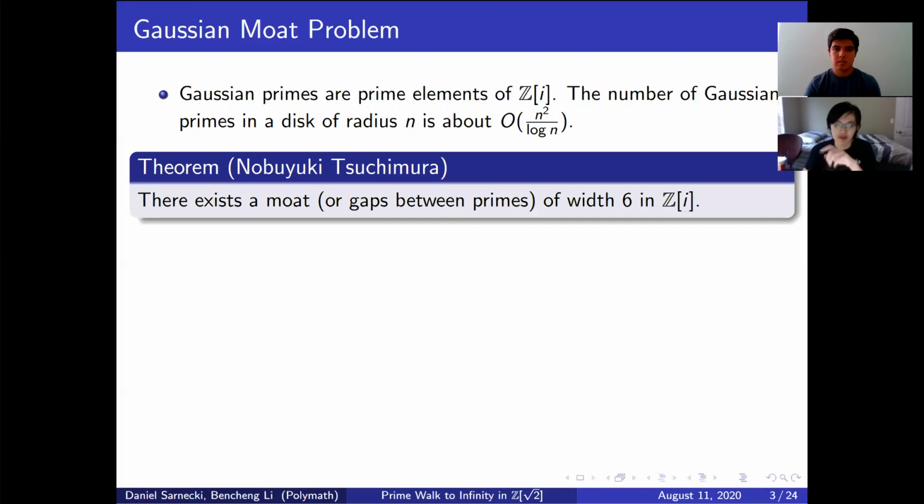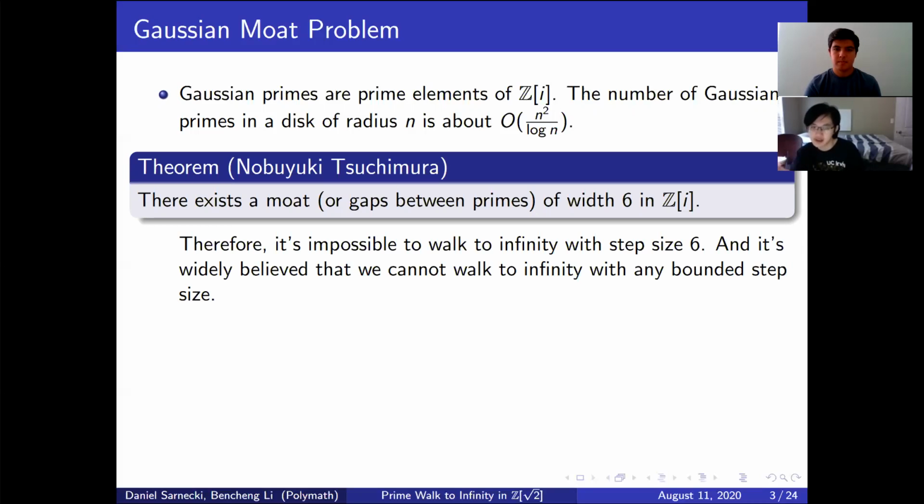And remember that the prime number theorem tells us that the number of primes between 1 and n is about n over natural log n. So there are many more primes in Z[i]. And actually, the theorem says a moat of width 6 will exist in Z[i]. This is equivalent to saying that it's impossible to walk to infinity with step size 6 in Z[i]. And it's also widely believed that we cannot walk to infinity with any bounded step size.